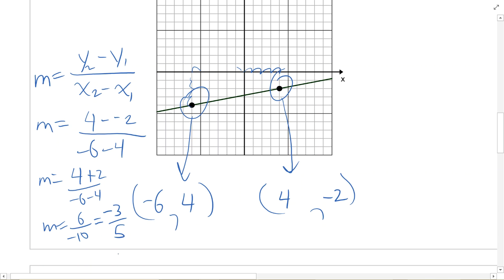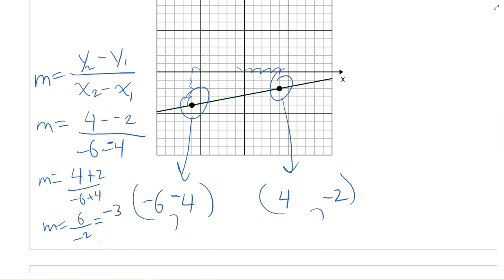How many people got -3/5? Did I screw something up? Got 1. So 4 minus -2 turns into adding 6. And then -6 minus 4 would be -10. Okay, so -6 minus 4. So it's plus 4. So that should be -2 on the bottom. And then it's just -3, is that correct?